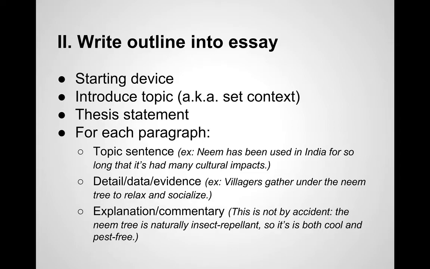We start off with a starting device. We always want to make sure that we introduce the topic after we've hooked the reader. When we're writing expository essays, I call this setting the context. And then you're going to have your thesis statement about the plant. And then for each paragraph, and these are the body paragraphs in your essay, make sure you include a topic sentence, that you have details or data or evidence to support that topic sentence, and you also explain what those details or data or evidence show using commentary of your own.